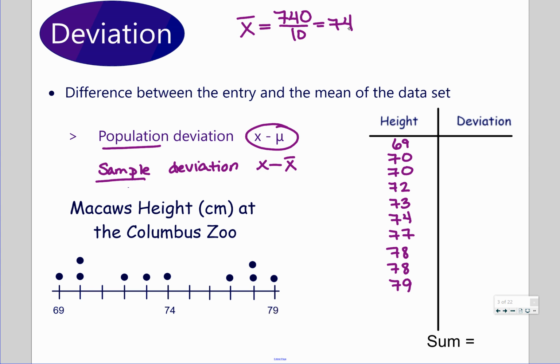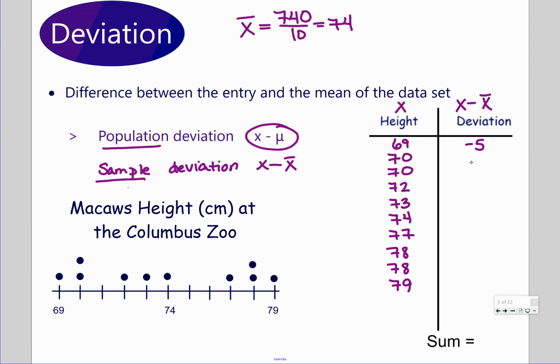So my sample mean for this data set is 74. Okay, so my heights are my x's. My deviation, to calculate that, we're doing x minus x bar. So if I do 69 minus 74, what do I get? -5. And our deviation could be positive or negative. A negative deviation tells us it's lower than the mean. A positive deviation tells us it's higher than the mean.